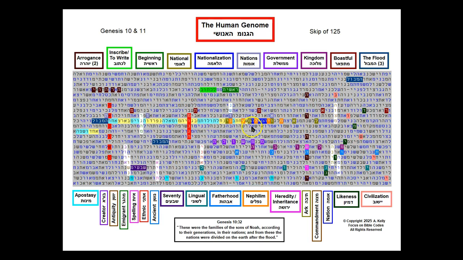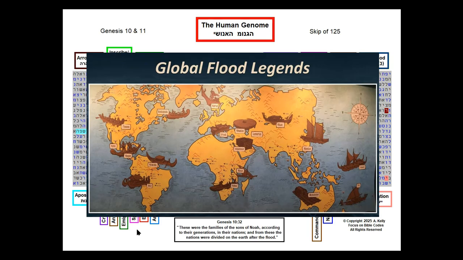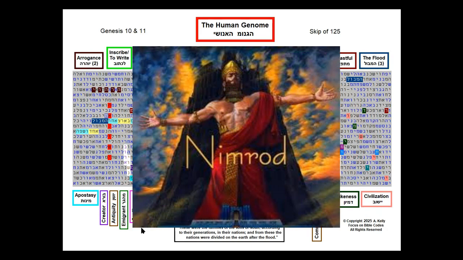The word nephilim is in this orange lettering going over to the right. It's interesting to note that there are over 200 flood legends passed down from different ancient cultures all over the world. After the flood, Noah and his children were commanded to replenish and fill the earth. Nimrod, the great-grandson of Noah, directly violated this command.